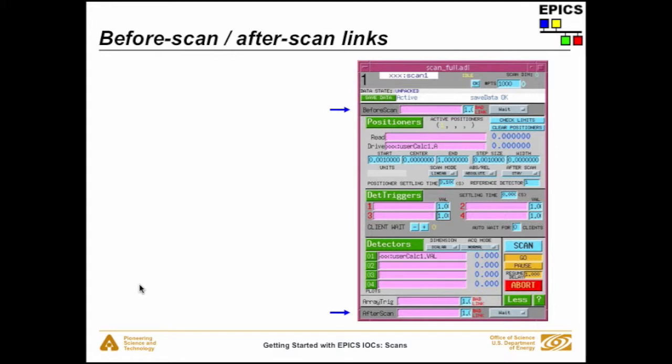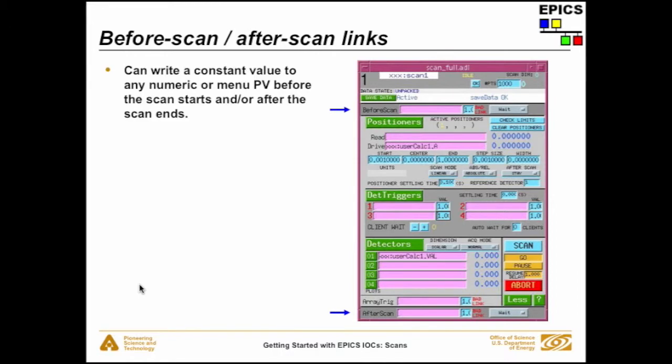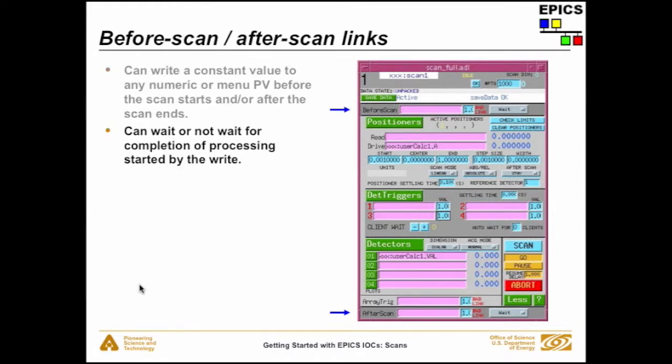There's also 2 extra links that have been added fairly recently. Before the scan starts, you can do some operation, and after the scan is finished, you can do some other kind of cleanup operation. You can write any, this is just like a detector trigger. You can just write any constant value. And you can wait or not wait for this to happen. If you're doing a fly scan and you're starting the detector, you wouldn't want to wait. You would just have the detector detecting all the way through the whole scan.